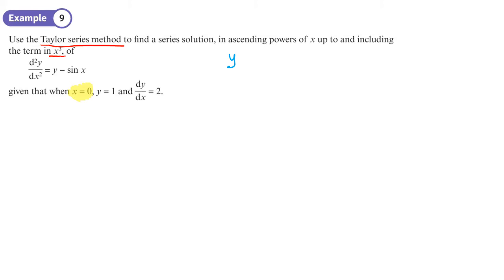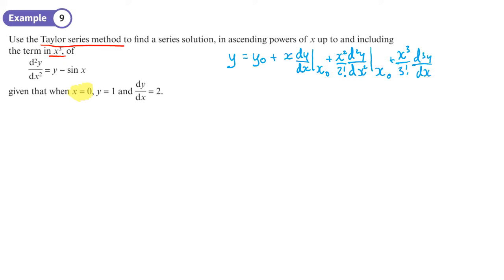So our series solution is going to be of this form: y equals y0 plus x, and we don't need to write x minus x0 because x0 is 0, times the first derivative, in which we substitute in our initial conditions, plus x squared over 2 factorial times the second derivative, in which we substitute in our initial conditions, and then plus x cubed over 3 factorial and the third derivative, in which we substitute in the initial conditions. This is as far as we go.